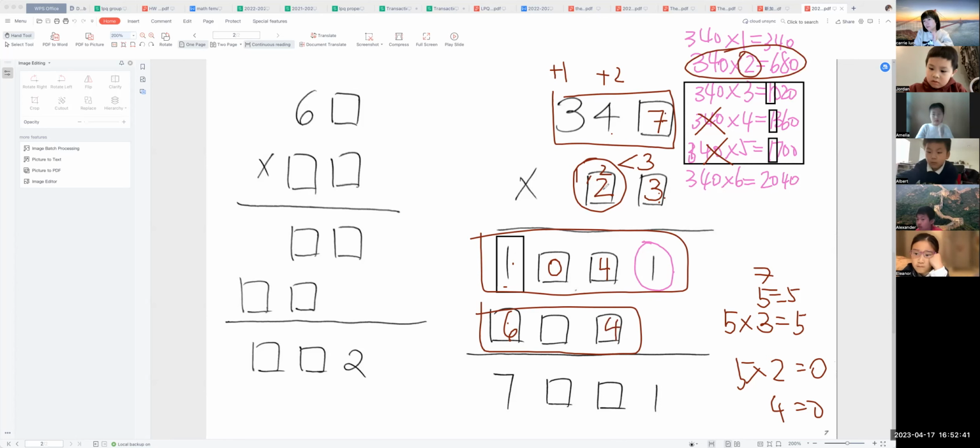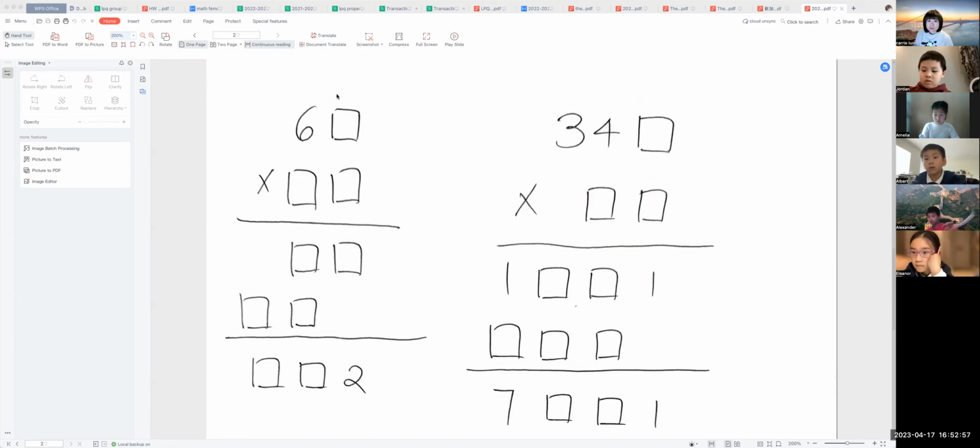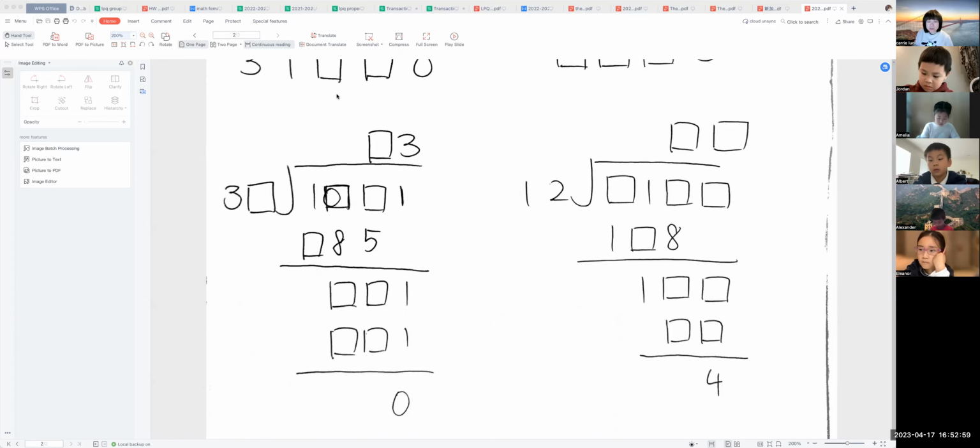Carry over 1. 2 times 4 equals 9. And 3 times 3 equals 6. So the answer is 1897. Get it, everybody? Okay, I think this one's much clearer, right? It's much clearer. So now let's take a look at this one, okay?